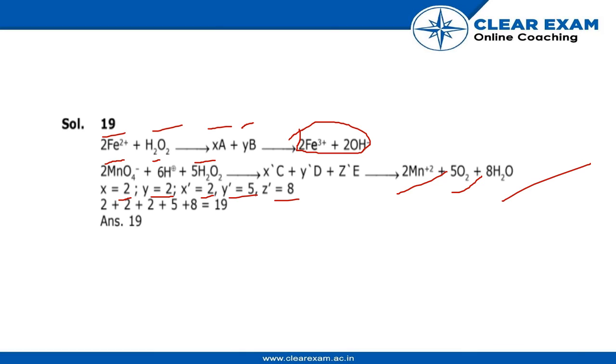So what we have to do is find the sum. We'll add all of these components: x, y, x dash, y dash and z dash. After adding it we'll get the answer 19. So 19 is the correct answer. Thank you.